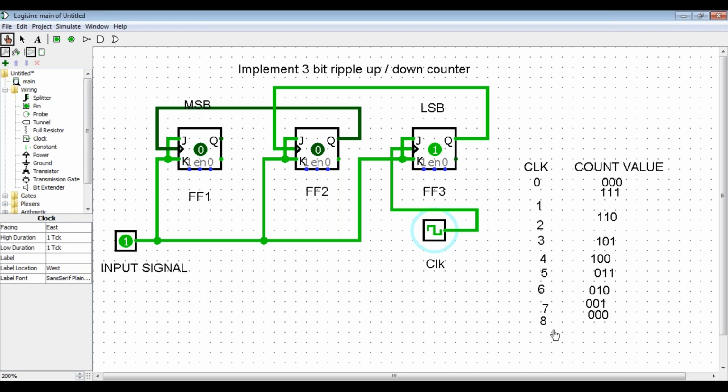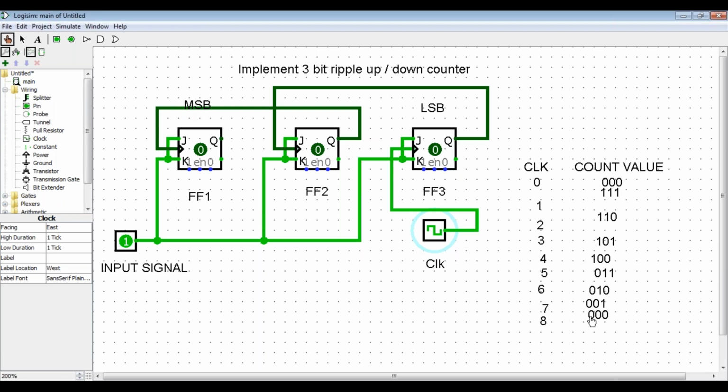Okay, so next we are going to check the 8th clock pulse, I mean the last clock pulse. Switch off your clock, then you have to switch it on. What you are getting is 0 0 0. So during my 8th clock pulse, I am getting my initial condition 0 0 0. This is the operation of your 3-bit ripple counter.